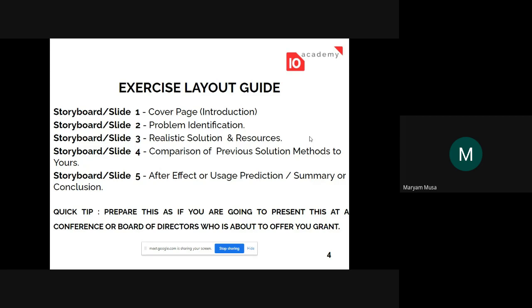We also want a summary or conclusion, rather. Can you marry up all these things and tell us, this is the conclusion from all of this? We will also love to give a quick tip, which is prepare this as if you're going to present this at a conference or to a board of directors who is about to offer you grants. Say, for instance, World Bank comes out today and says, we're going to sponsor 25 African youth. We're going to give them, say, $10 to $20 million for them to execute a project. Now, we need you to present what you want us to fund. What would you like to present to this board of directors? That is how professional we want you to be. We want your slide preparation methods to be able to offer you funds at the end of the day when you want to request grants and all of that.